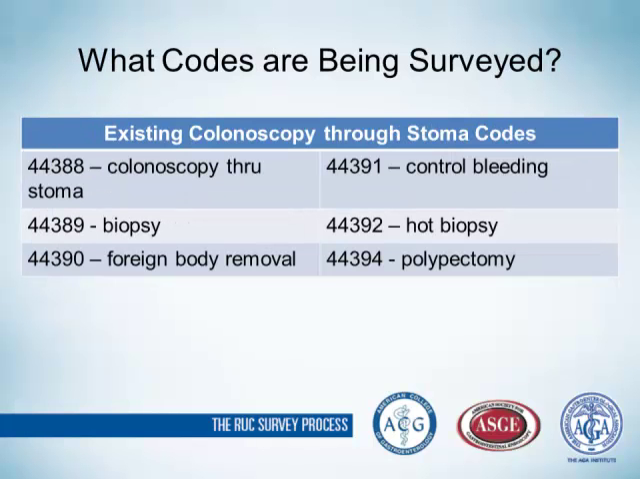On our next slide, we will go through the colonoscopy with stoma codes. Existing codes include 44388, colonoscopy through stoma, 44389 with biopsy, 44390 with foreign body removal, 44391 with control of bleeding, 44392 with hot biopsy, and 44394 with polypectomy.